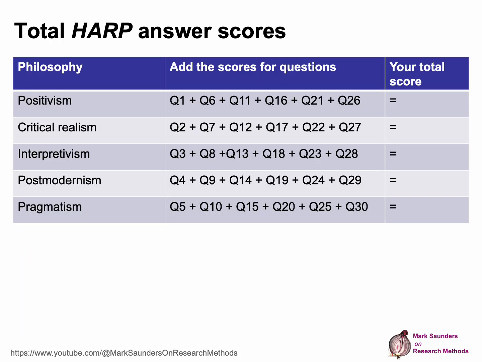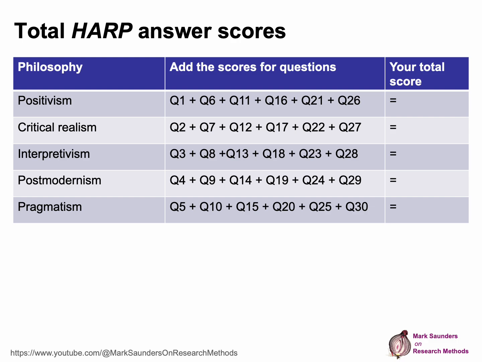We're now at the stage where we look at your answers and turn them into HARP scores, which show how closely your views relate to each of the 5 major philosophies used in business and management research. This is one where we have to pay careful attention to make sure we don't make any mistakes. For positivism, I would want you to add up the scores for question 1, question 6, question 11, question 16, question 21 and question 26.